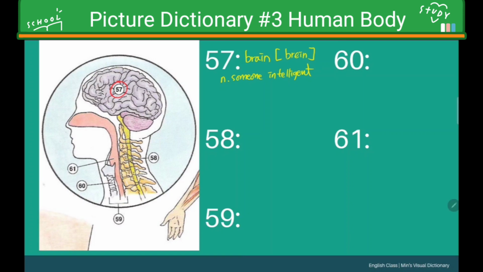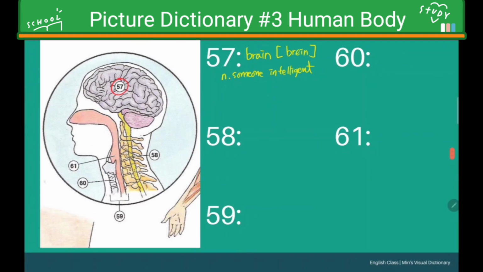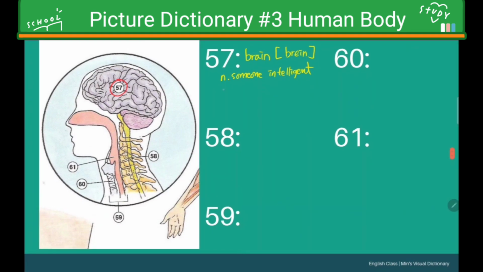We can say that. And there is also a phrase, a brainchild. A brainchild. This does not refer to a human being. This refers to something, an invention that is innovative or new. For example, we can say smartphone was a brainchild.